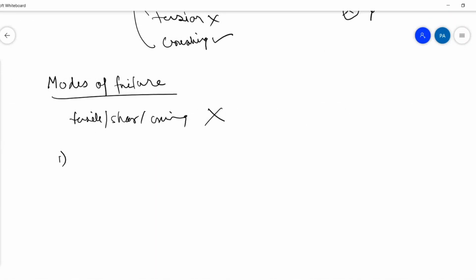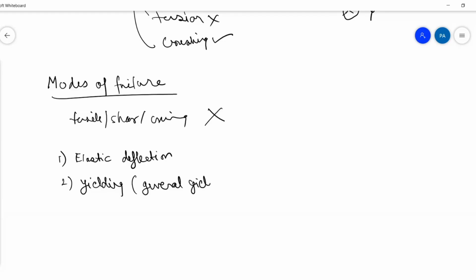मोड्स ऑफ फेलियर का मतलब होता है वो फेल कैसे हो रहा है, किस किस स्ट्रेस में फेल हो रहा है, किस शियर में हो रहा है, टेंसाइल में हो रहा है, क्रशिंग में हो रहा है, ये नहीं होता है मोड्स ऑफ फेलियर. One, it can be by elastic deflection. Second, it can be by yielding, also called as general yielding. General yielding, ये बहुत इंपॉर्टेंट टॉपिक है. This is very much important for each one of you. And third is fracture. Third is by fracture.